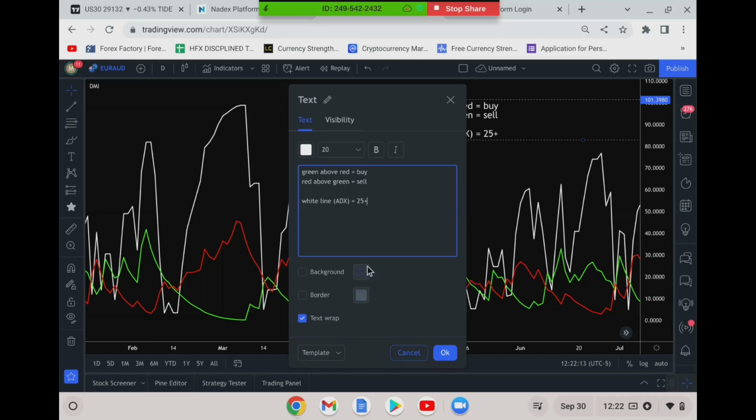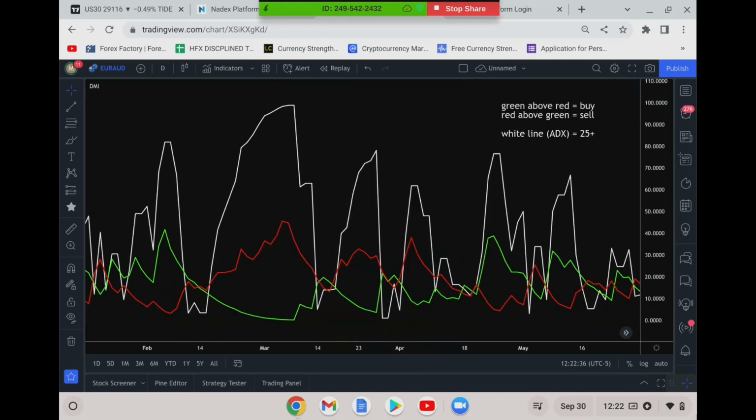If the ADX is not at 25 or above, that means that there is literally no momentum in the market at this time. You're going to enter a trade and you're barely going to see any movement or profits. So if I was looking for a sell, I would want to see my red line above my green line, like so. But then I would want to have my ADX, this white line, to be above 25.